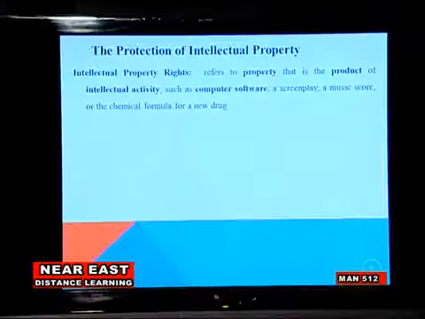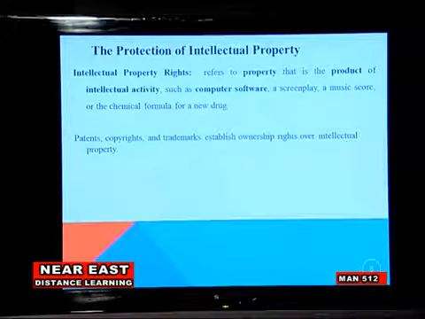So when there is innovation, there are new ideas, and new idea generation requires protection of intellectual property. So what is intellectual property then? It refers to property that is the product of an intellectual activity, such as computer software, a screenplay, a music score, or the chemical formula for a drug. So these kinds of things are intellectual property, and they need to be protected.